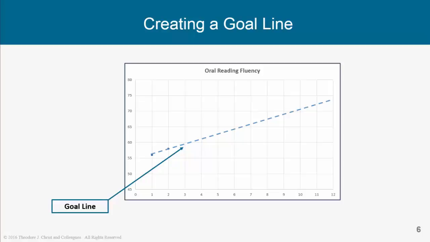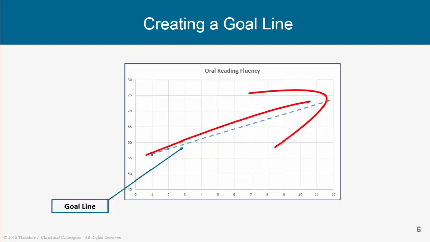Now consider an oral reading fluency example that's given here. We establish a baseline of 56 words per minute, and based on research, we expect our students to gain 1.5 words per week. And over 12 weeks, this gives us a goal of 74 words read per minute. Now when graphing this, we draw a line from the baseline level of performance to the goal, establishing a trajectory of the improvement that's needed over time to reach that goal.